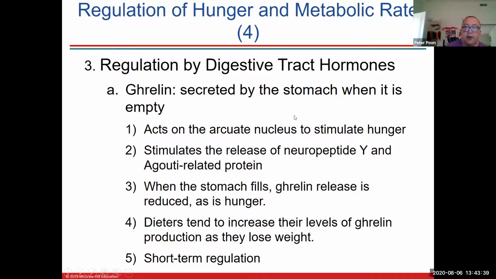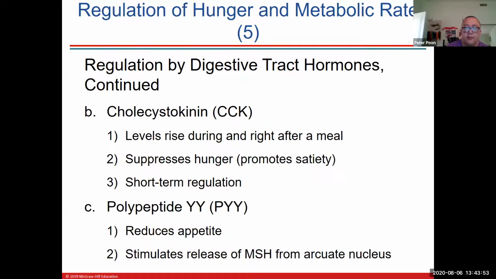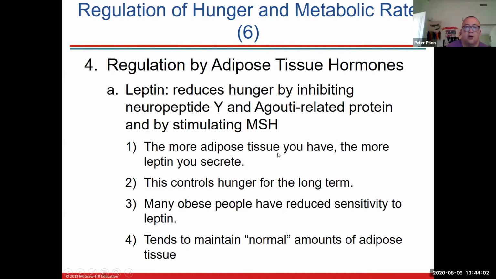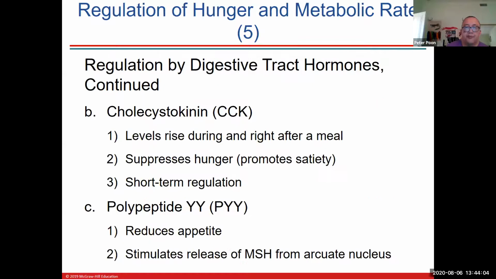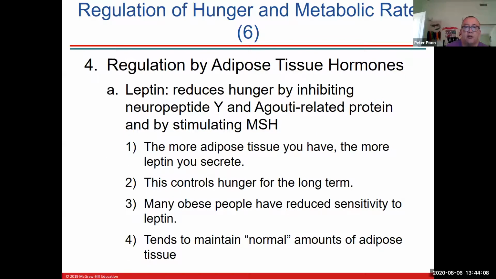Ghrelin is secreted by the stomach when it's empty, so it stimulates hunger. So as you reduce ghrelin, you lose the hunger pains. CCK, peptide YY, neuropeptide Y.